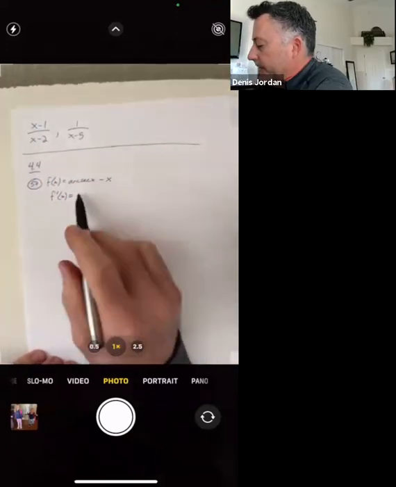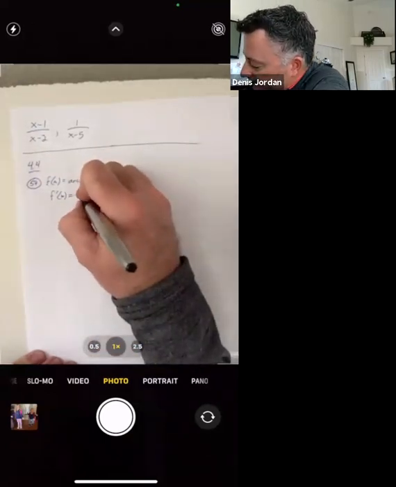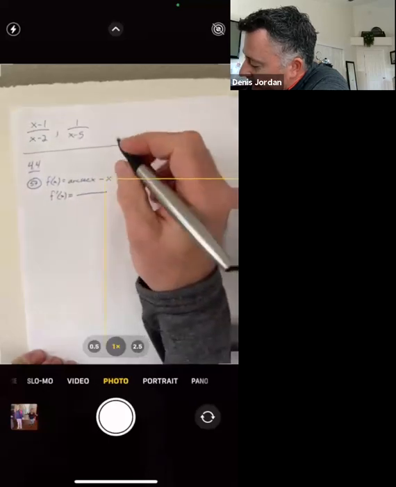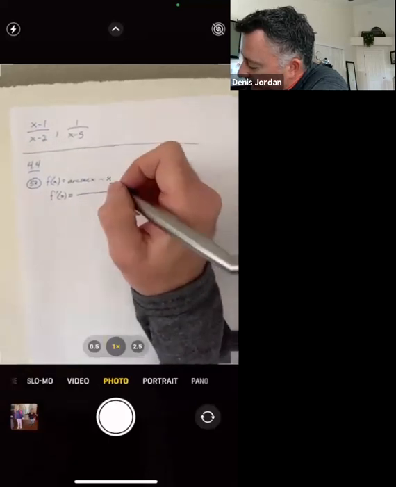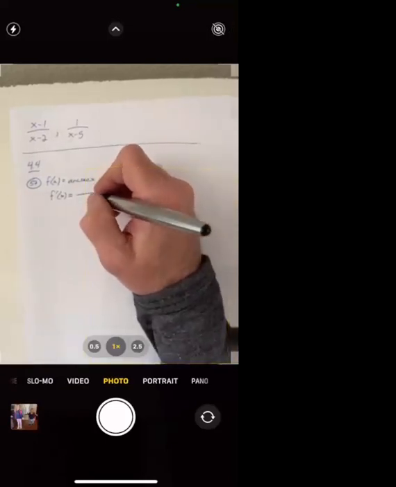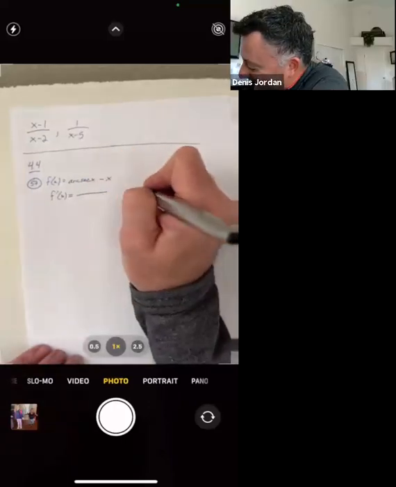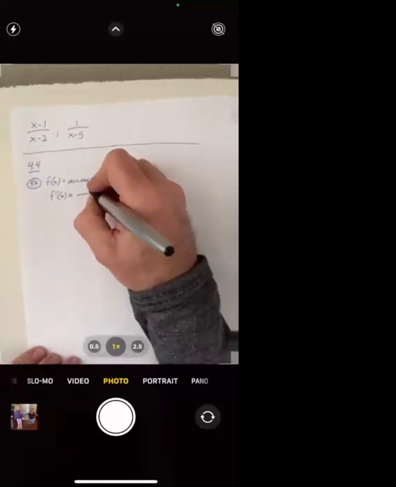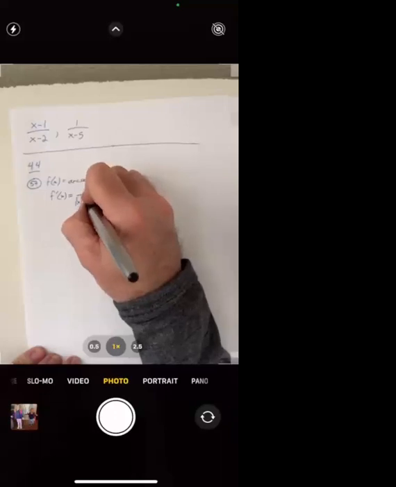Okay, so what's the derivative of arc secant? Let me rack my memory. I mean, my notes. Anyone can answer. It's u prime over the absolute value of u times the square root of u squared minus 1.